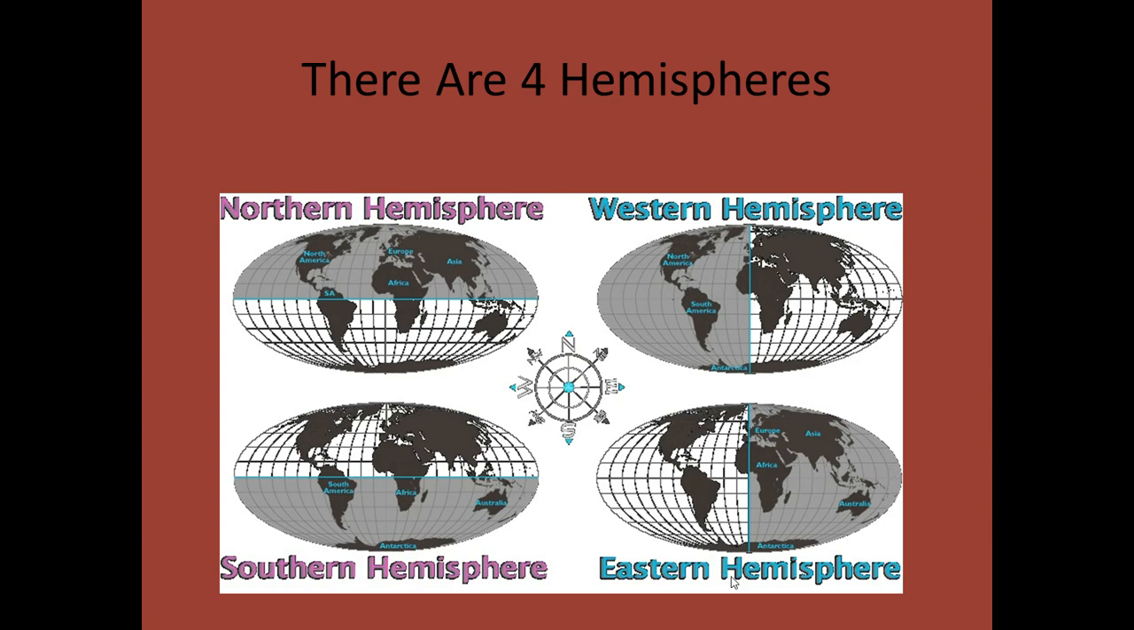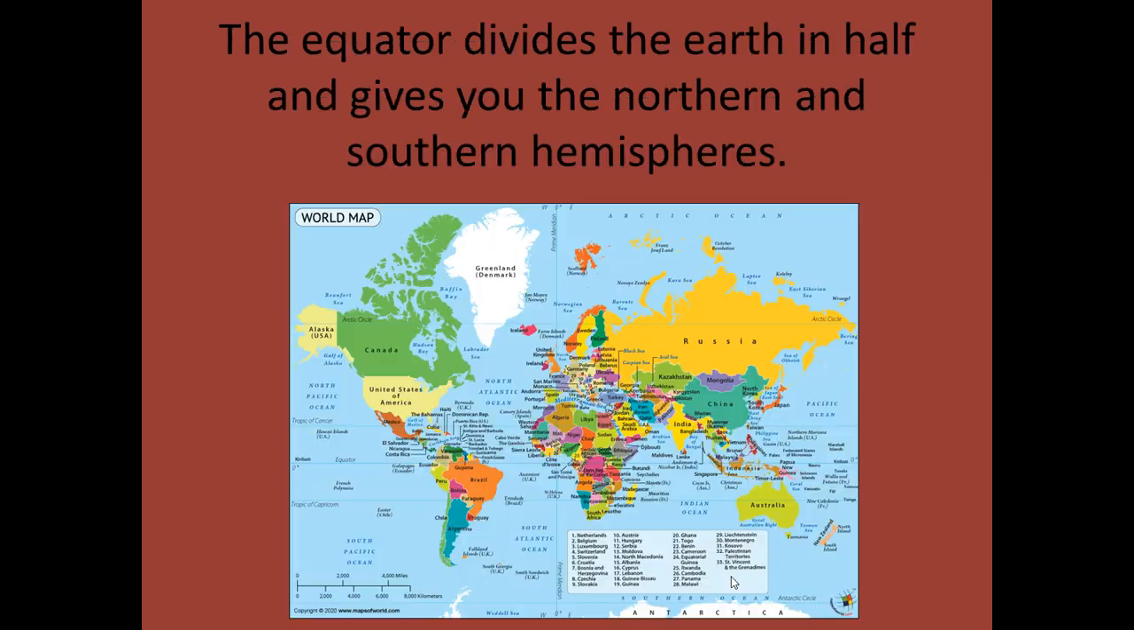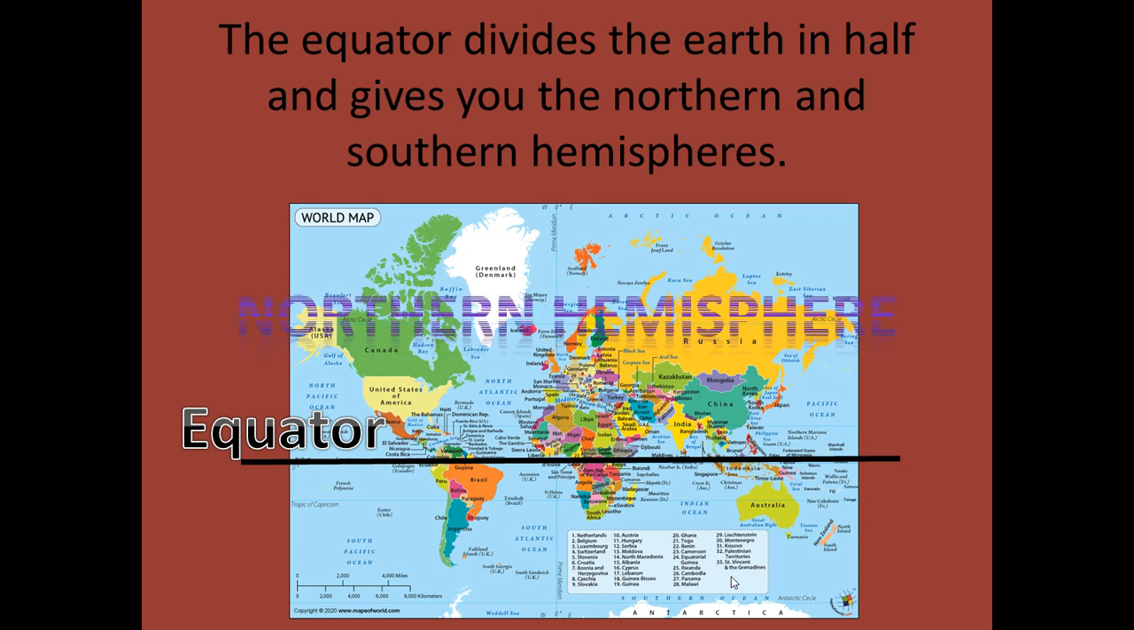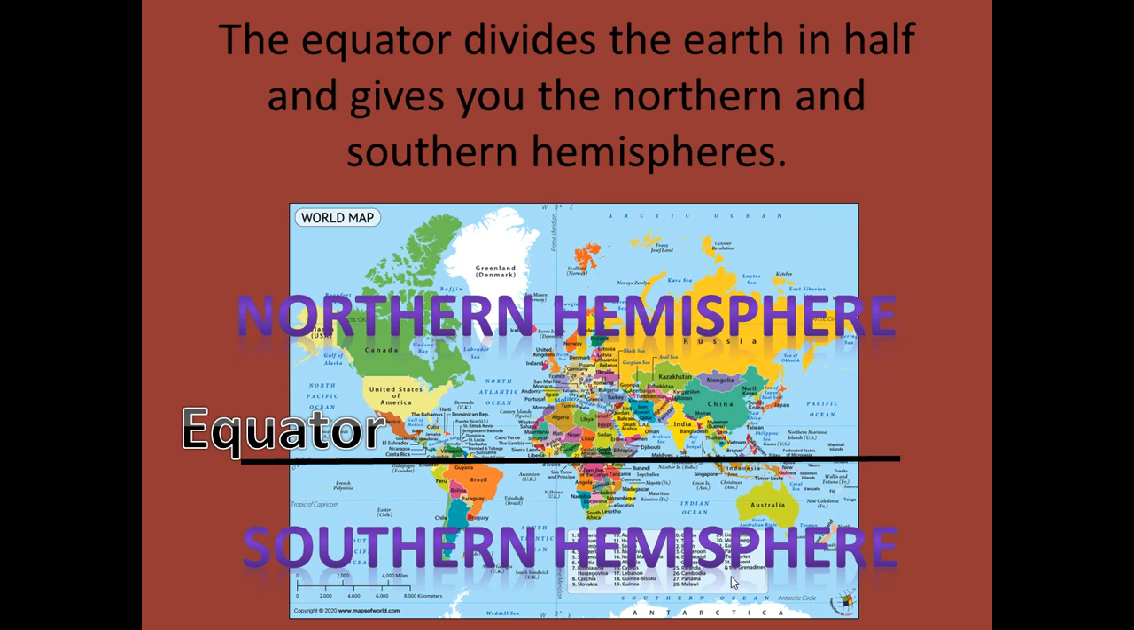On this slide, each part that is like a gray color is the hemisphere. So in the first picture, that gray area is the northern hemisphere. Now, the equator is going to divide the Earth in half, and it gives you the northern hemisphere, that is all the land and water above the equator, and it gives you the southern hemisphere, which is all the land and water below the equator.